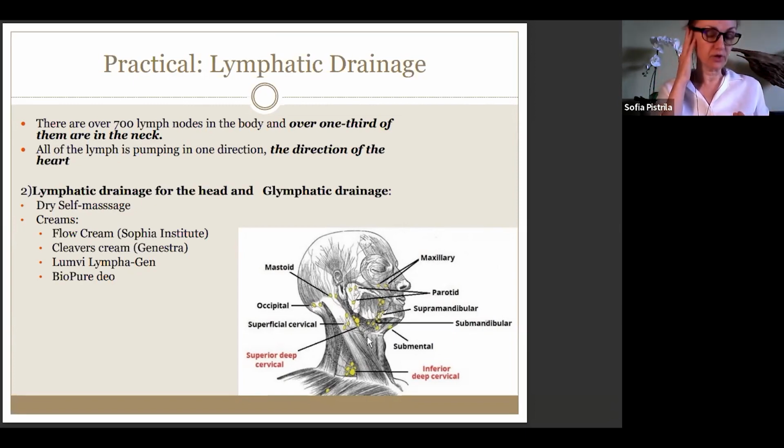Then for your ears, by the way, this is fantastic. This one I'm talking about now is fantastic when you're clogged, when you have sinusitis, a viral infection, some kind of infection, and you're all stuffy. So you start here, you do the back, then you do the ears, right? So how do you do your ears?